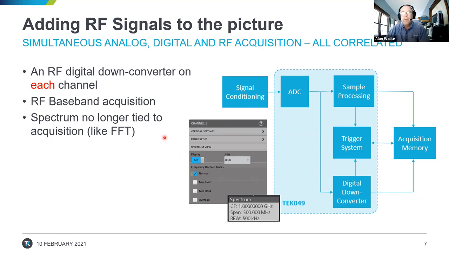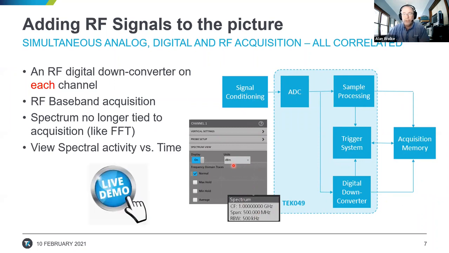It kind of gets ugly. By having this separate digital down converter path, the acquisition system knows that it can take a look at what you asked for, things like center frequency, span, and resolution bandwidth, to control that acquisition. And then we'll take a look at the normal time domain acquisition to control what's going on in the time domain. Everything's time correlated, but they're controlled separately by the settings for that particular domain. So this allows you now to also view spectral activity versus time.